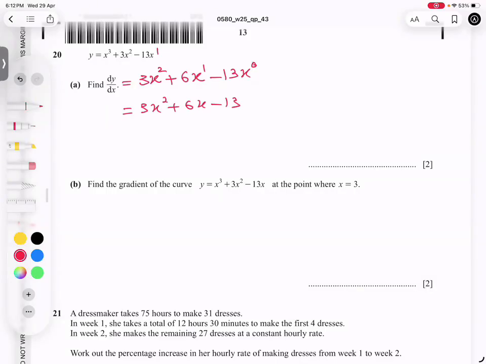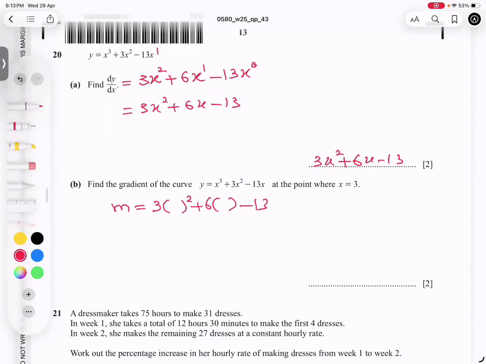So this is done. Let me write it here again. Okay. Now he's saying gradient. How to find the gradient? The gradient of the curve at the point where x is 3. Simple, put 3 everywhere. So the gradient, this m represents the gradient, and I'm replacing every x by 3. And have a look now.